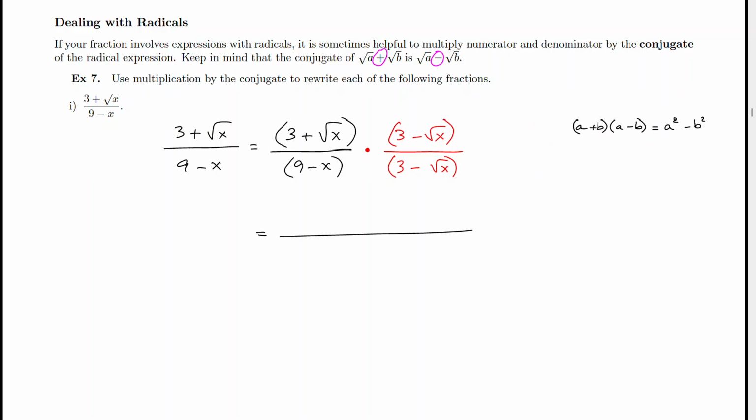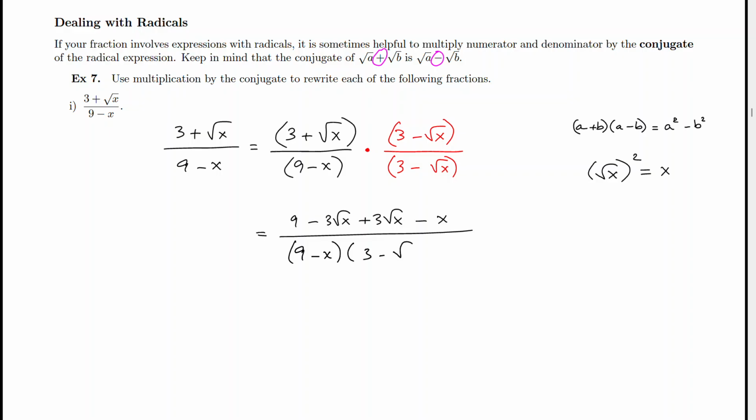You could get the same result by just multiplying the 3 with the 3, that's going to be 9. Then the 3 with the square root of x, that's going to be negative 3 square root of x. Then square root of x with the 3, that's going to give us 3 square root of x. And finally, negative square root of x times square root of x will be negative x, because the square root of x becomes squared, and that just gives x back. On the denominator, as usual, don't FOIL anything out.